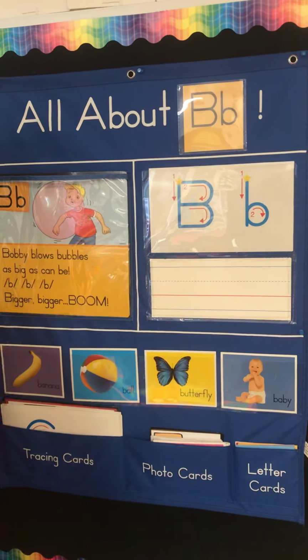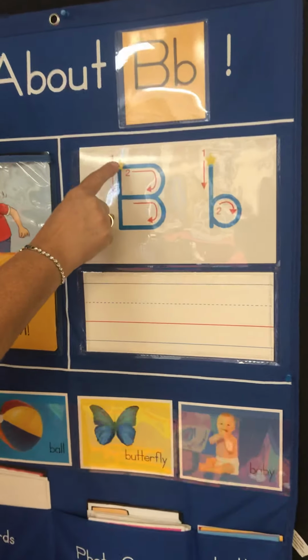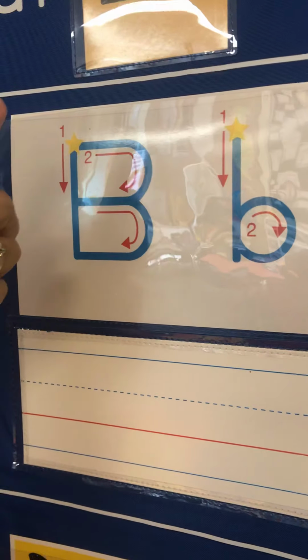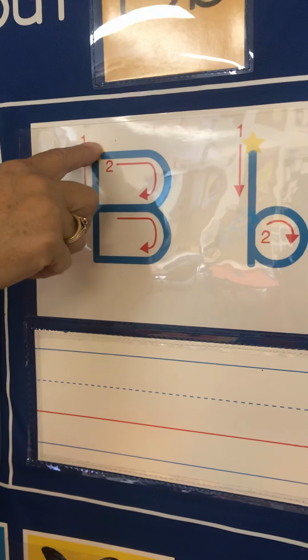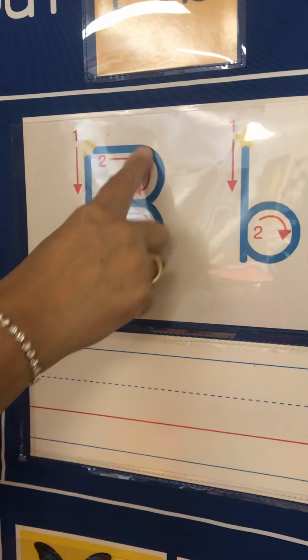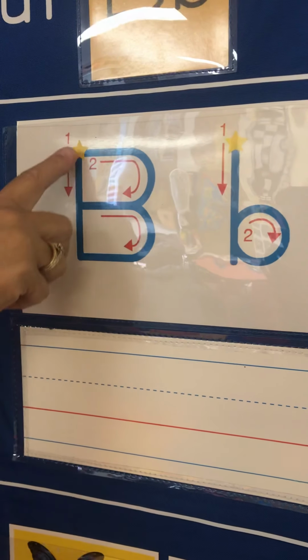So let's see how we make capital B. Remember, we start at the star. Say it with me. Start at the star. Capital B. Big line down. Jump back to the top. Curve around. Curve around.